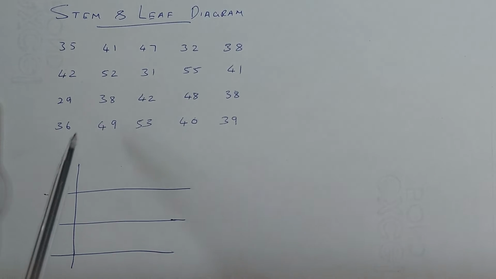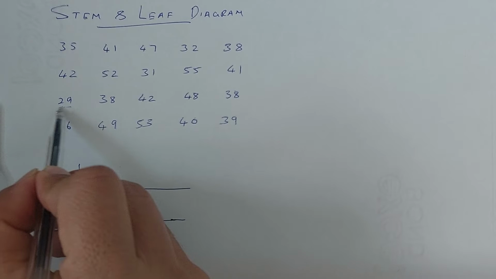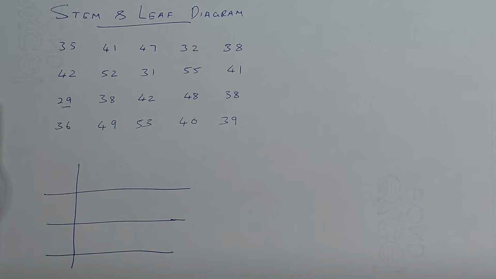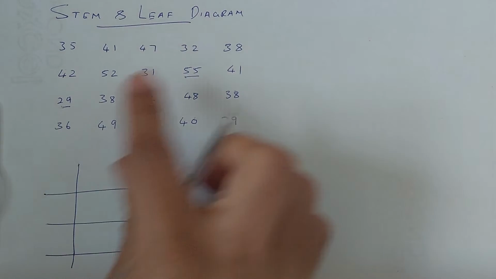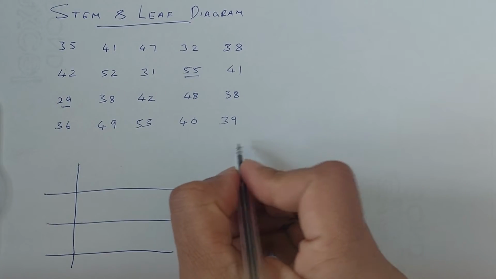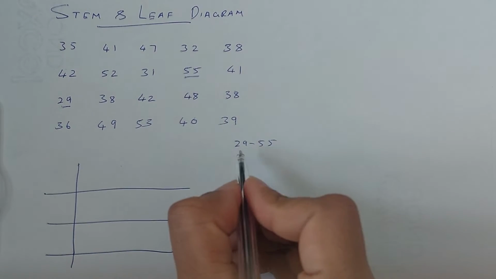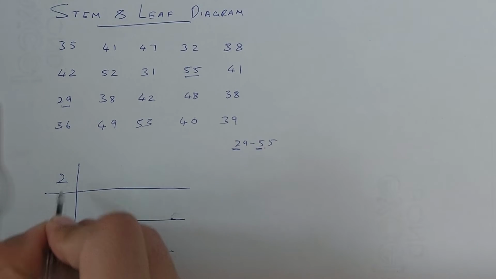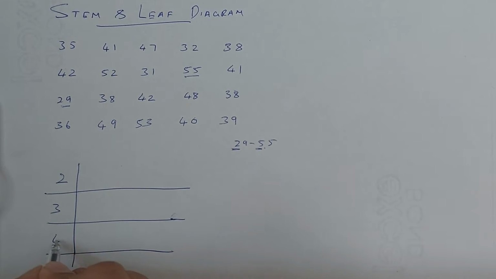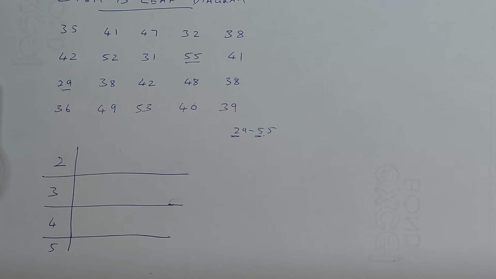If you see, the smallest number we have is 29 and the largest is 55. So from that, we will take the first digits, 2 to 5. So we write 2, 3, 4, and 5 like that in this stem and leaf form.